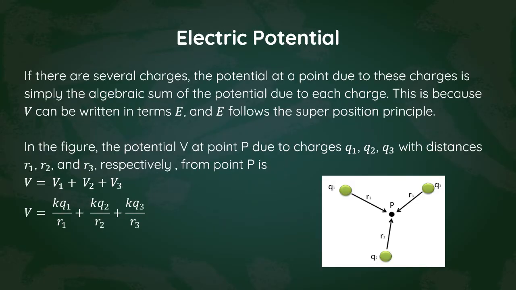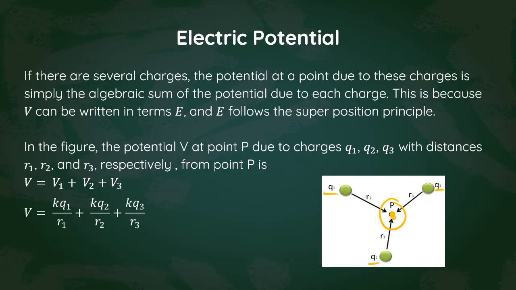If there are several charges surrounding a point, the potential at a point due to these charges is simply the algebraic sum of the potential due to each charge. If you look at the illustration, we have here point P, and there are 3 charges that surround point P. Now the total electric potential that will be experienced by point P will be the algebraic sum, just the sum of the electric potential due to each of these charges. This is because, as we mentioned earlier, V, or electric potential, can be written in terms of electric field, and electric field follows the superposition principle.